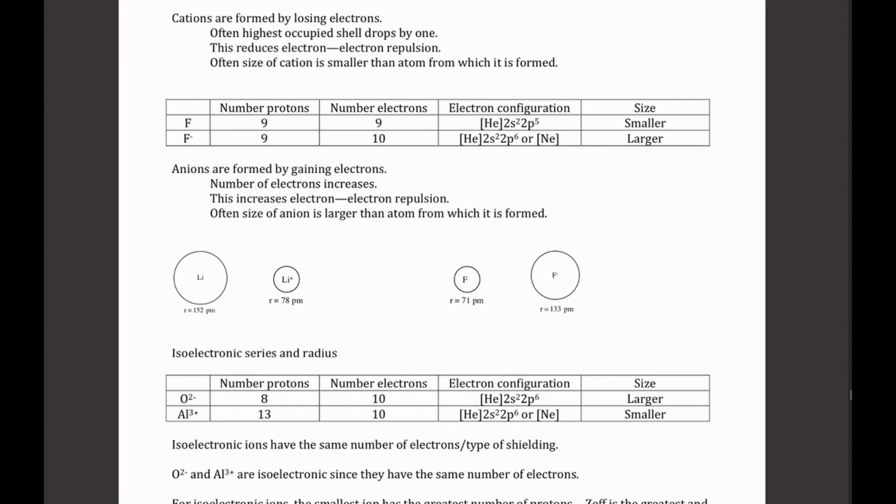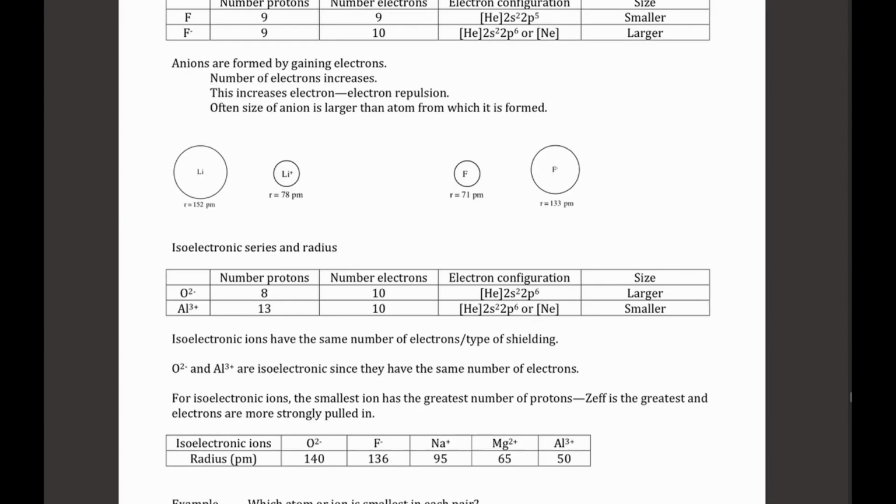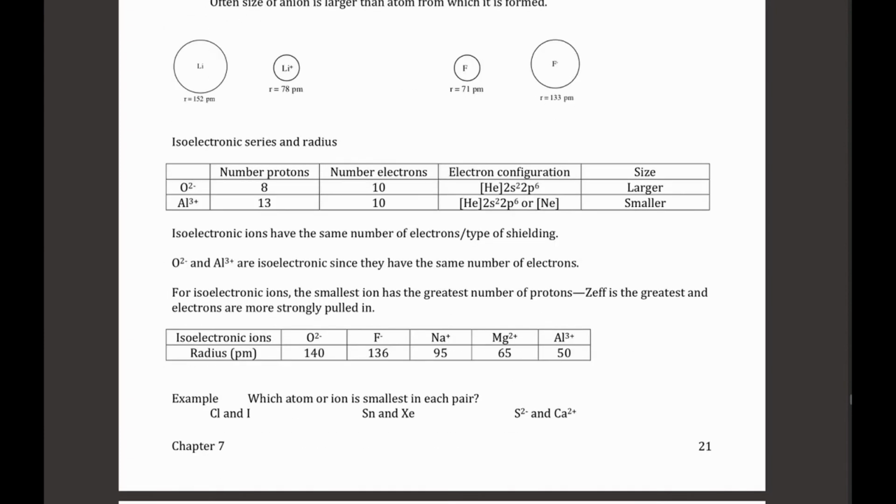So anions are formed by gaining electrons. Number of electrons increases. This increases the electron-electron repulsion, and often the size of the anion is larger than the atom from which it was formed. And in that next diagram, I show sizes of the atom versus the anion or cation that it forms.